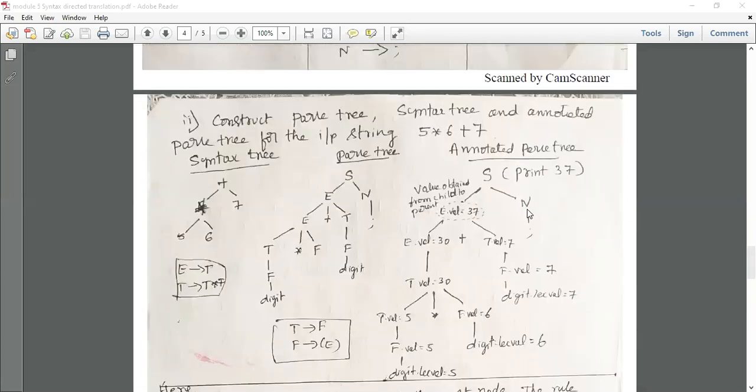In the beginning they are written: E1 dot value is the left side, and T dot value is the right side of E. Therefore we can't put the answer 37 in E dot value. That value is obtained from child to parent. Therefore S tends to the particular answer, that will print 37.